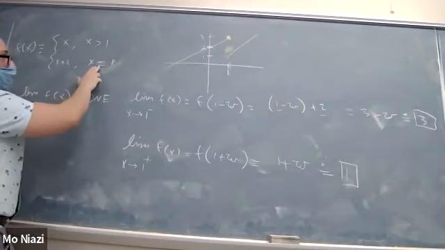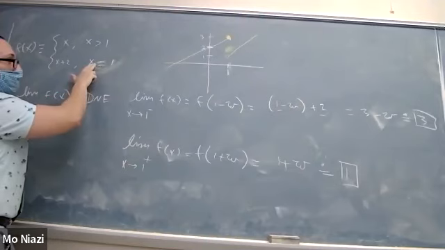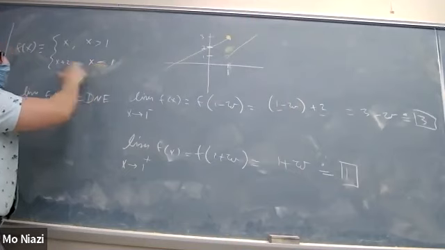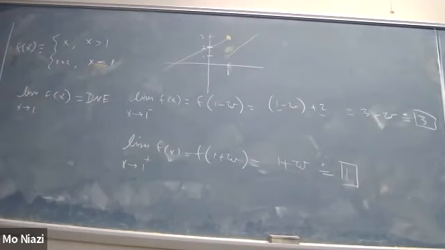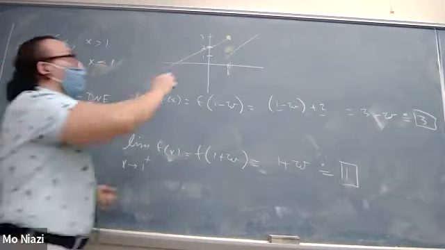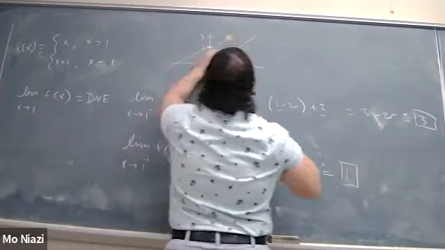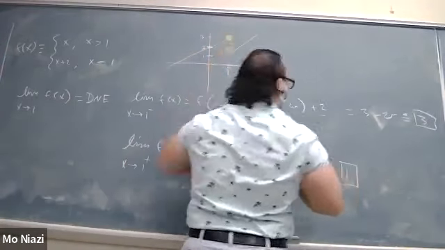I could have changed the problem here and gotten rid of this completely. What would that have done? It would have made a hole here. What else would it have changed?